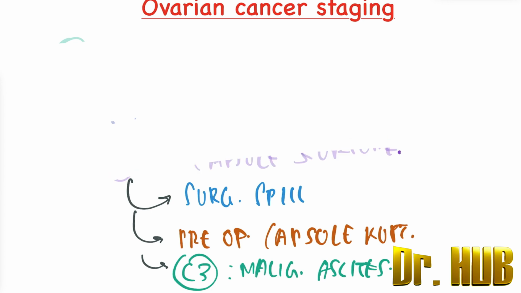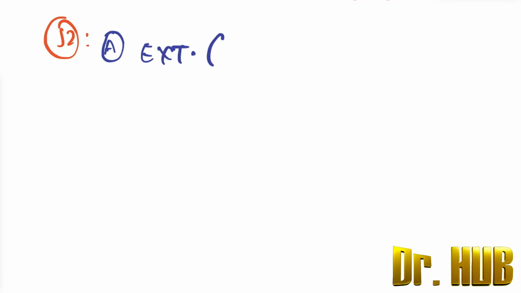Next we move on to stage 2. Under S2, there is A and B. A stands for the extension to the fallopian tubes and the uterus.